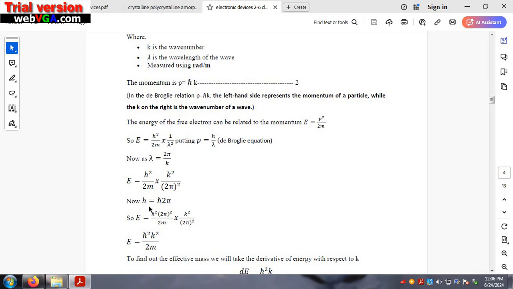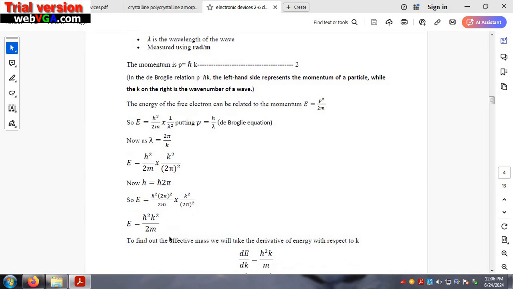Reduced Planck constant, that is h-bar. The relation between the Planck constant and the reduced Planck constant is h equal to reduced Planck constant into 2 pi. So in place of this Planck constant, we replace it by the reduced Planck constant. Then the 2 pi gets cancelled, and ultimately E will be reduced Planck constant square into k square by 2m.